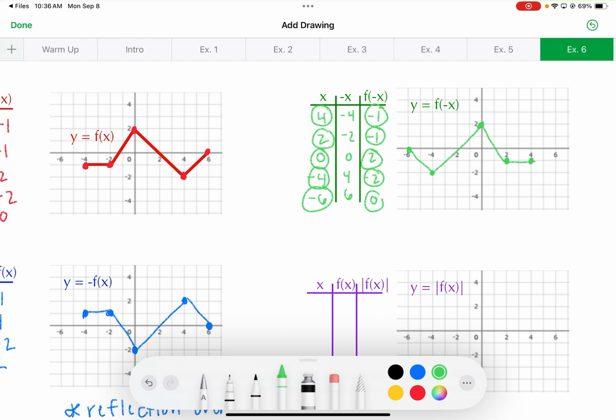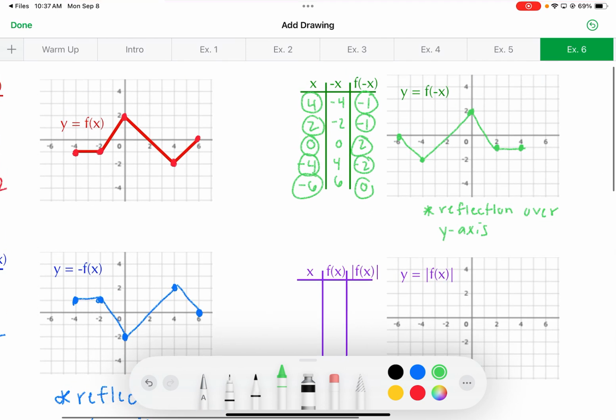All right, and notice that graph is a reflection of f, the red function, over the y-axis this time. So f evaluated at negative x, the x values are changing sign, giving you a reflection over the y-axis.